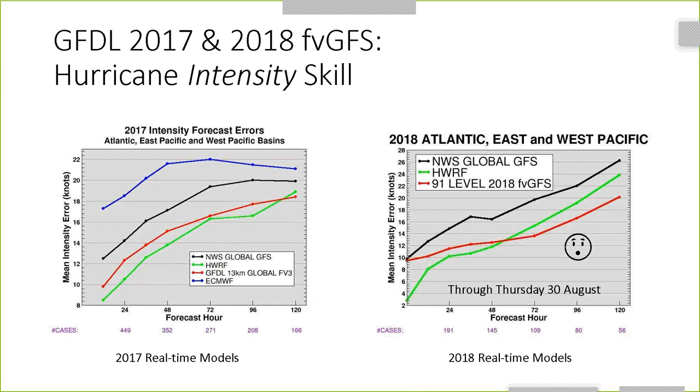And the other one is the hurricane intensity. This is something that global models typically don't do a great job with, that we rely on models more like HWRF. But in the 2017 version of our FV3GFS, our intensity skill approached that of HWRF, which is a pretty astounding result because HWRF runs at 2-kilometer resolution and we're running at 13-kilometer.